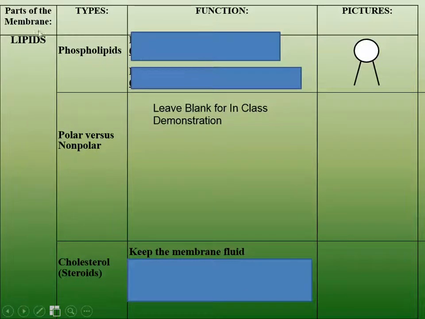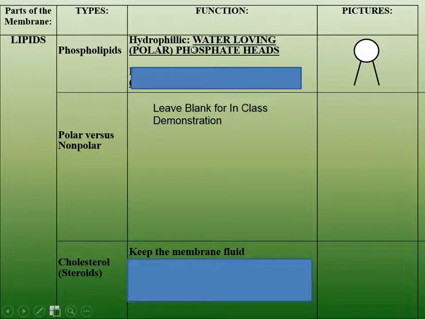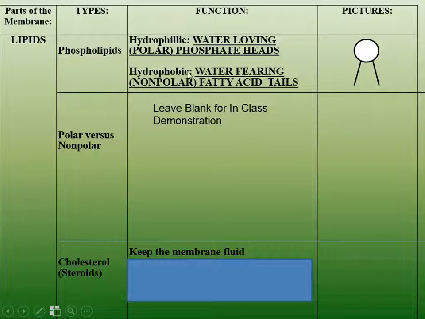So here are just parts of the membrane. The phospholipids, right? This is going to be the main thing right here. The phospholipid has a hydrophilic head, which means water-loving, right? So the water-loving head is the polar phosphate head, this guy right here. Then the hydrophobic, you have these water-fearing fatty acid tails. And remember, the hydrophilic head, the phosphate head, is going to be polar, and these fatty acid tails are going to be nonpolar. Polar versus nonpolar, like I said, we're going to talk more about that in class, and hopefully we have a demo that's going to better illustrate that.